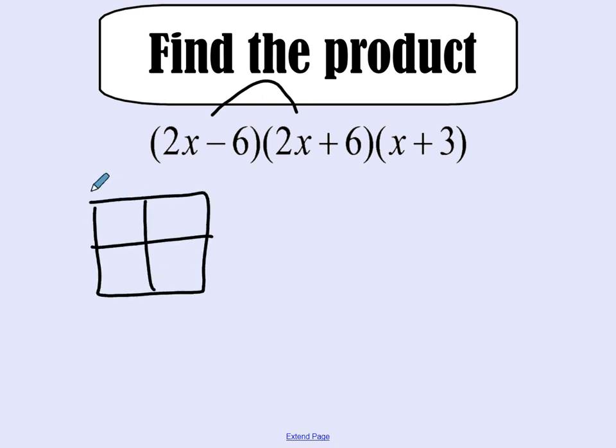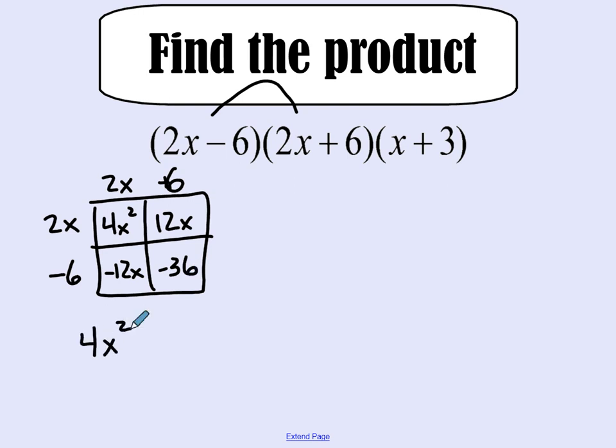So we have 2x minus 6, 2x plus 6. 4x squared, 12x, negative 12x, and negative 36. Okay, so when we do that, we are going to be left with 4x squared, the 12x and the negative 12x cancel out, minus 36.